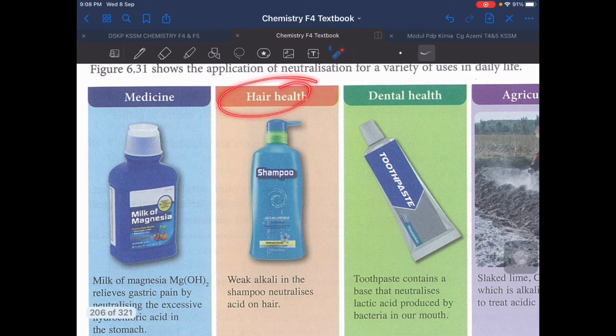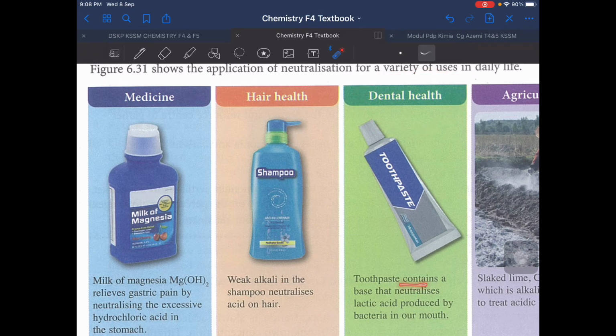Hair health. Okay, in shampoo. Weak alkali in the shampoo neutralizes acid on hair. Okay, ada asid pada rambut kerana berpeluh, macam-macam lagi pendedahan terdedah di luar sana yang menyebabkan rambut berasid. Okay, so what we do? How to neutralize it? We use weak alkali. Di mana? In shampoo.